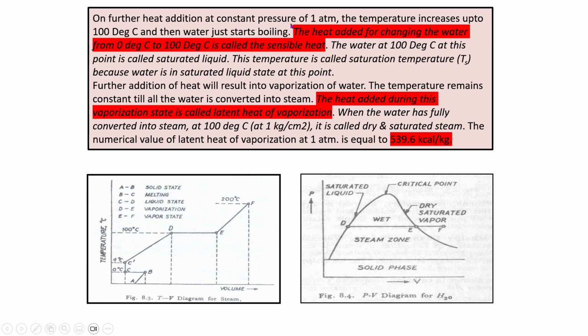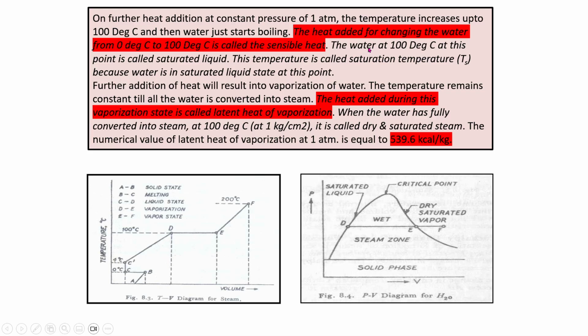If further heat is added at a constant pressure of 1 atmosphere, the temperature increases up to 100 degrees centigrade. That we have seen, that is called sensible heat. And then water just starts boiling. The heat added for changing the water from 0 degree centigrade to 100 degree centigrade is called sensible heat.